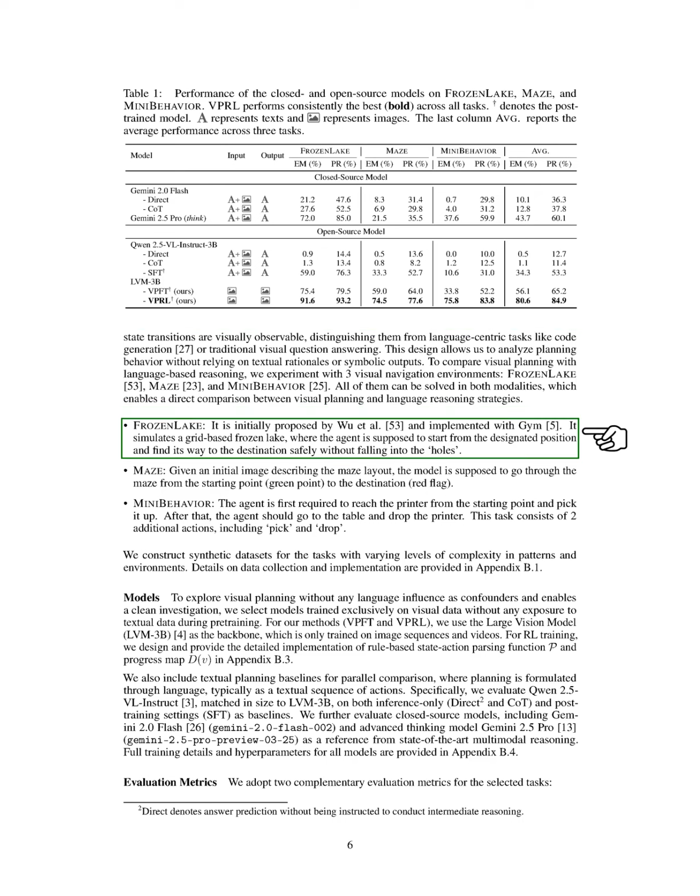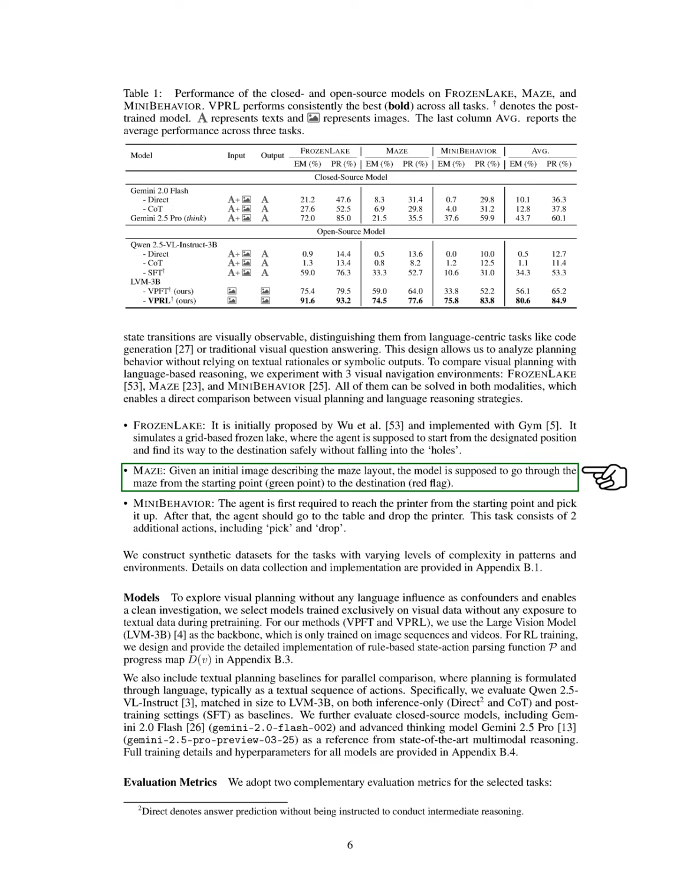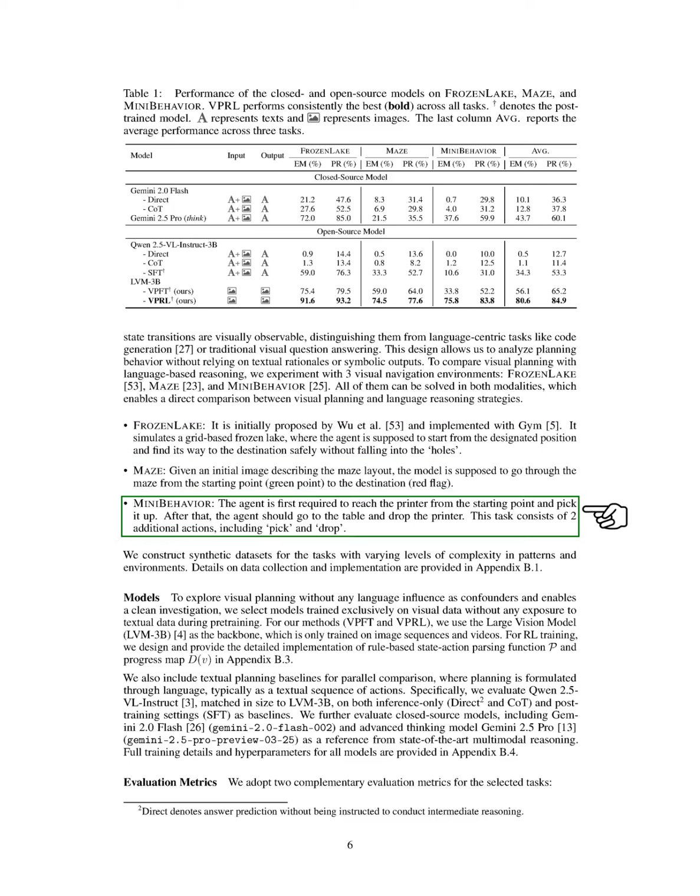FROZENLAKE simulates a grid where the agent must navigate from a starting position to a destination without falling into holes. In maze, the model must navigate through a maze from a starting point to a destination based on an initial image. MINIBEHAVIOR requires the agent to pick up a printer and drop it at a table, involving additional actions like picking and dropping. We create synthetic datasets for these tasks with varying complexities, and further details are available in the appendix.